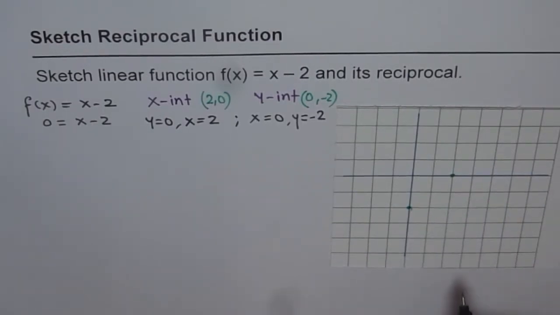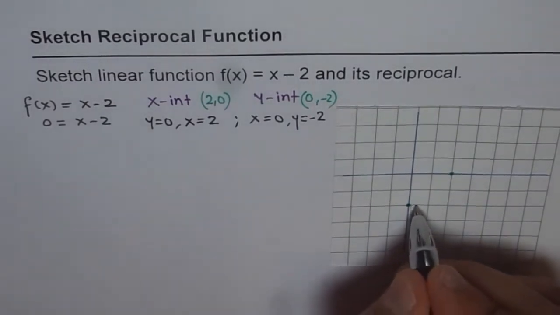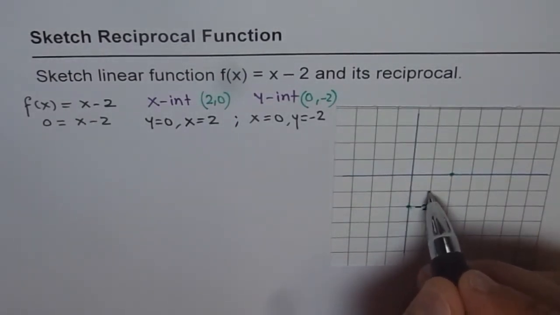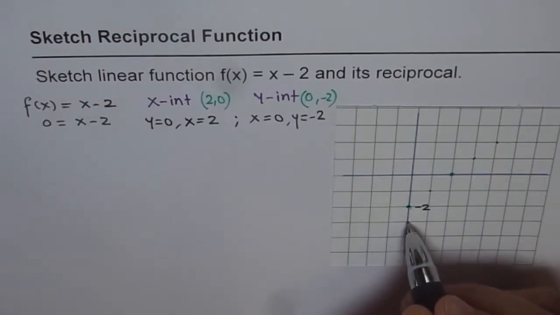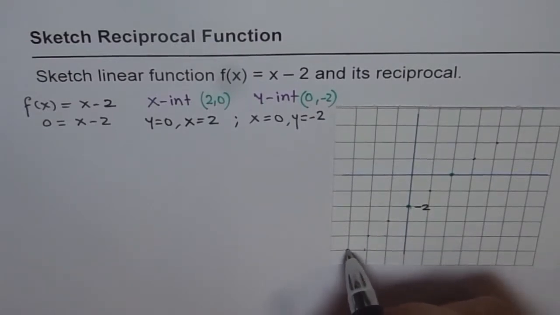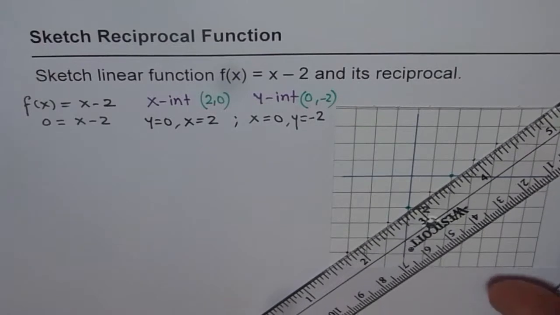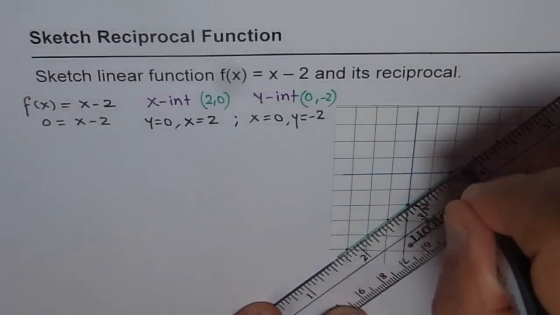The second way is the slope-intercept form. The y-intercept is -2, so we can start from -2. And the slope is 1, that means from here rise 1, run 1, rise 1, run 1. You can also go down 1 and left 1. You get a line by plotting these points and joining them. In either case, both will give you the same line, so you can adopt either of those two methods to draw a line. So here we have a line.